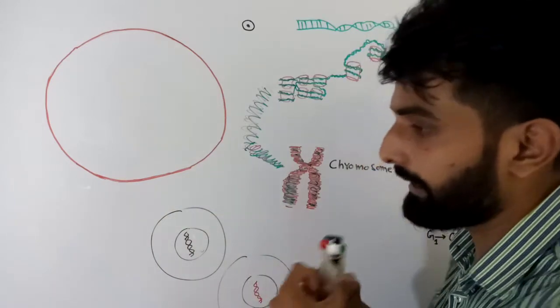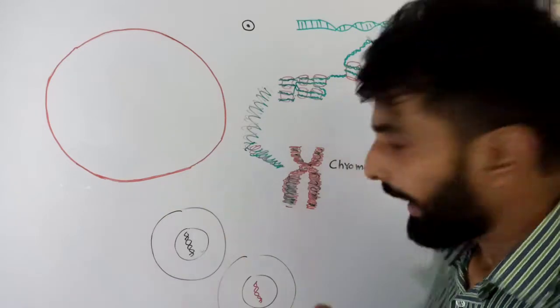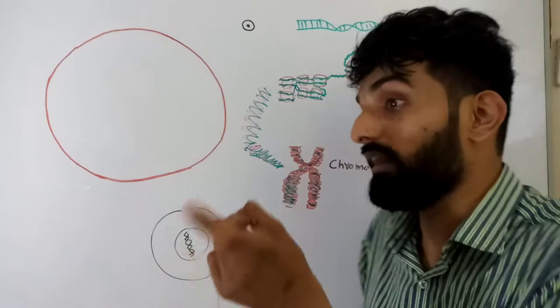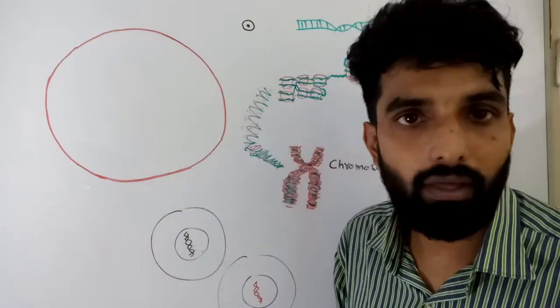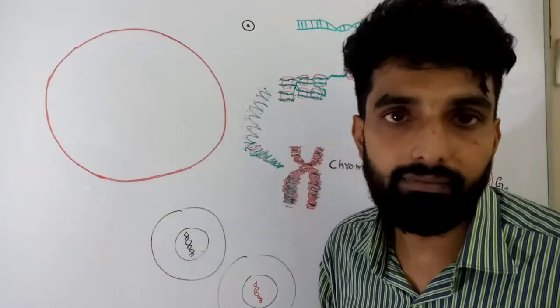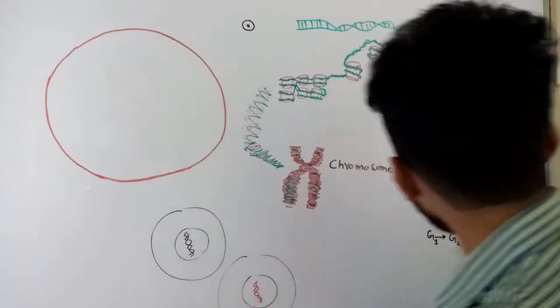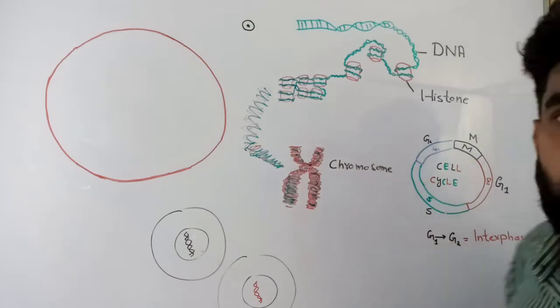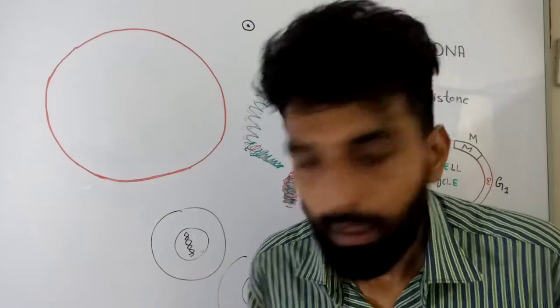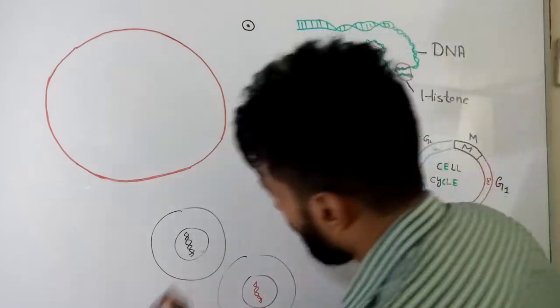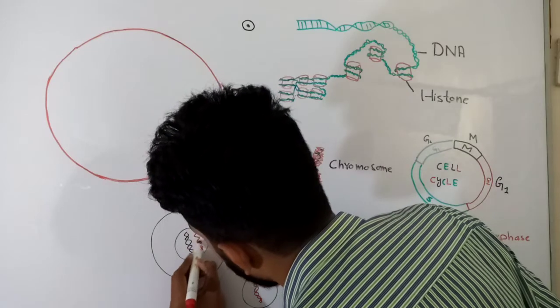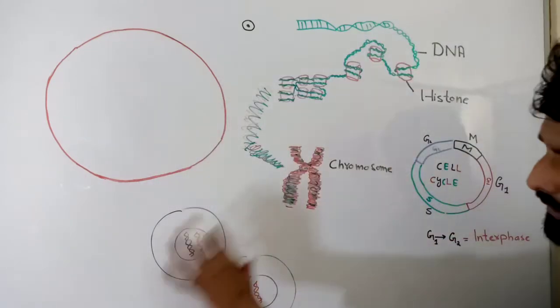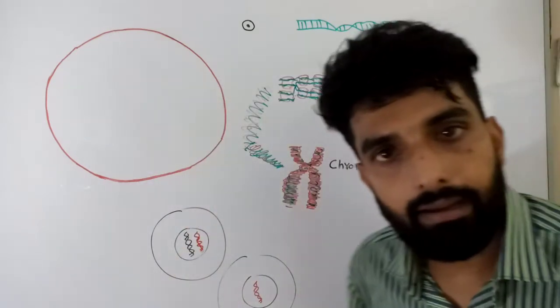It is going to make its copies. And when the DNA replication will start, when the replication process will start, we will say that our cell is in S phase. Now what will happen? A copy of DNA has been formed. After the S phase, we will be having replicated DNA as well.